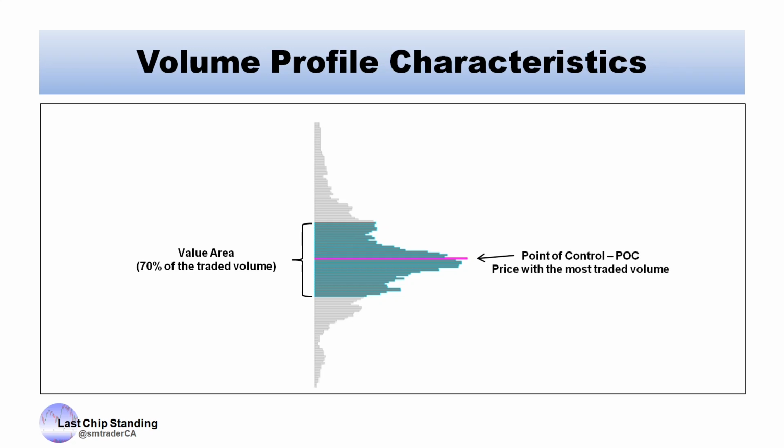And this magenta line highlights the price level with the most traded volume. It is called the POC, or point of control. And this is the value area high, the price level of the upper edge of the value area. And this is the value area low, the price level of the lower edge of the value area.